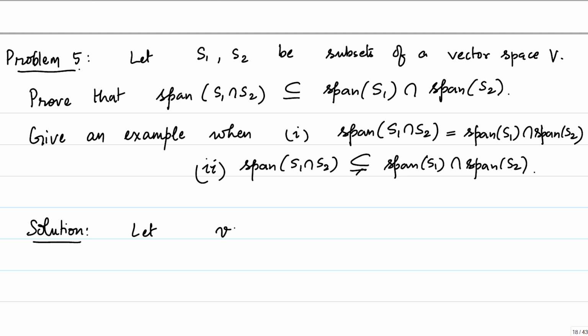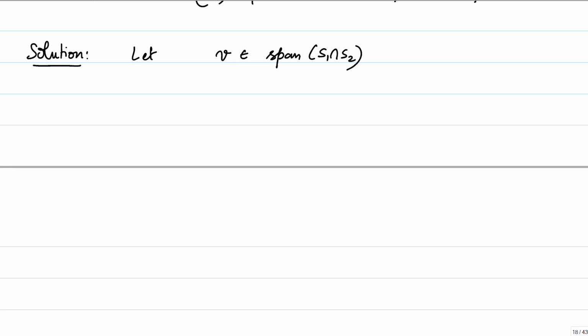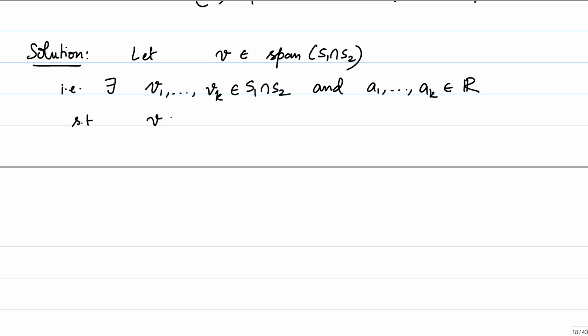So, let V be in the span of S1 intersected with S2. What does it mean for a vector V to be in the span of S1 intersected with S2? That means that there exist some V1, V2 up to Vk in S1 intersected with S2 and A1 to Ak scalars such that V is equal to A1 V1 plus A2 V2 plus up to Ak Vk. Okay, and what is our goal? Our goal is to show that V is in the span of S1 intersected with the span of S2.